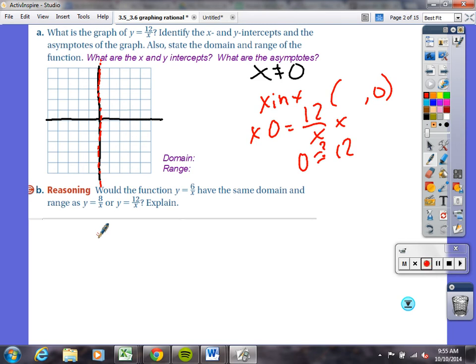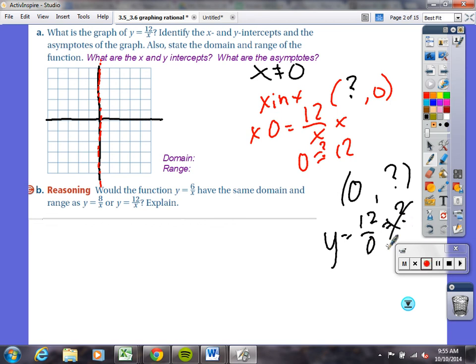Let's find our y-intercept. Y-intercept is when what? X is 0. Let's try that guy. So we say, okay, y equals 12 over 0. Oh, no, I just blew up the world.